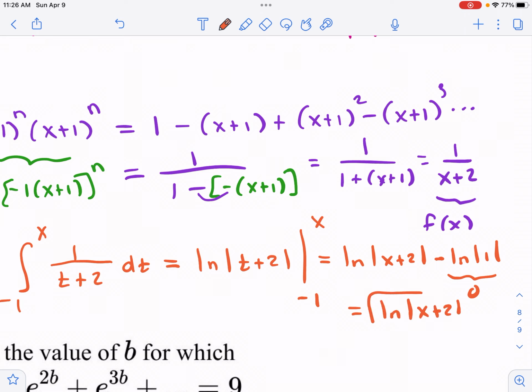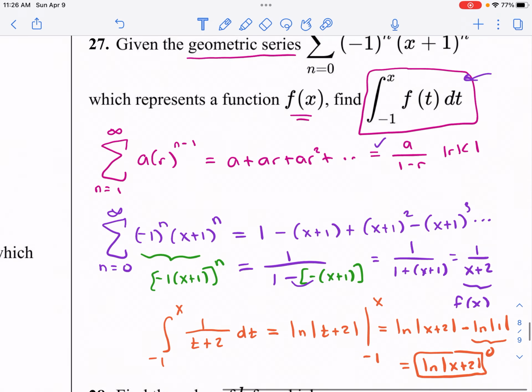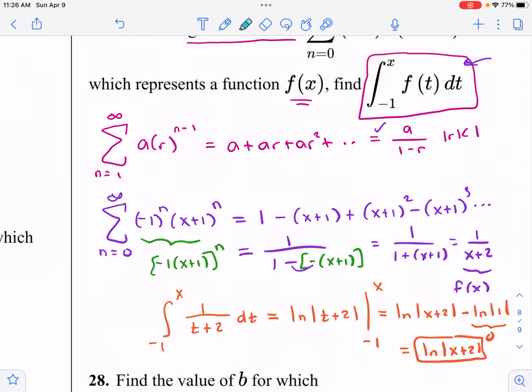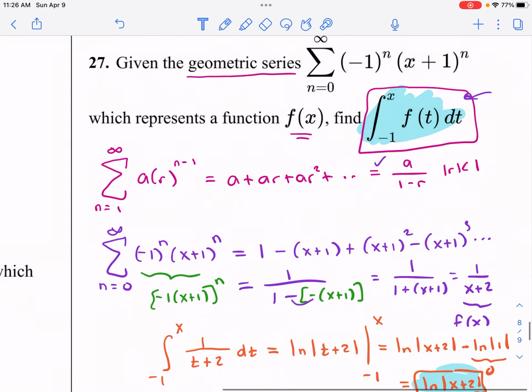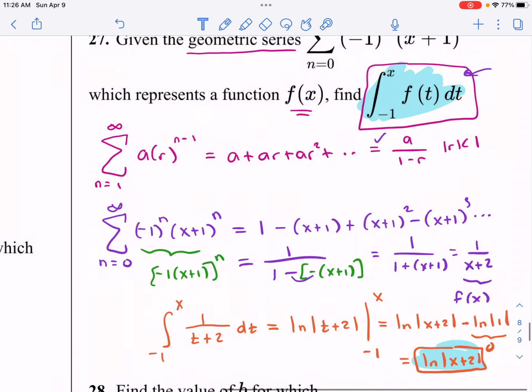This function here is like a closed form, right? This here is a closed form of this integral looking function, and we did it by manipulating our geometric series up there, using that formula, getting a closed form function for f of x, and then using some calculus.